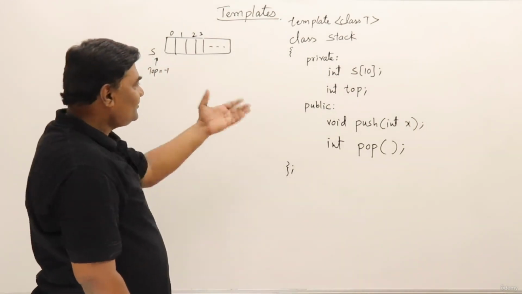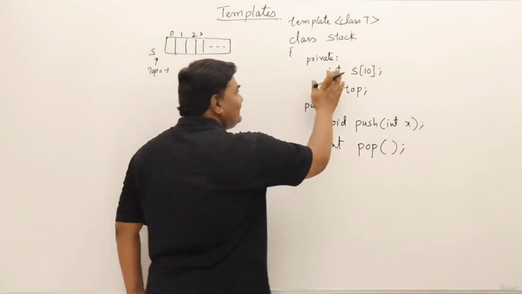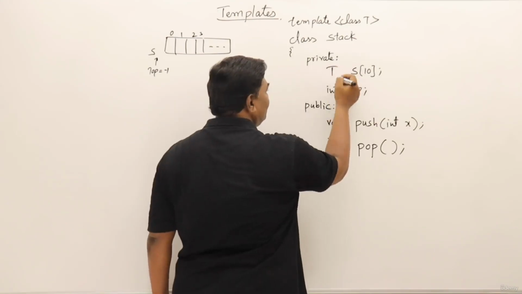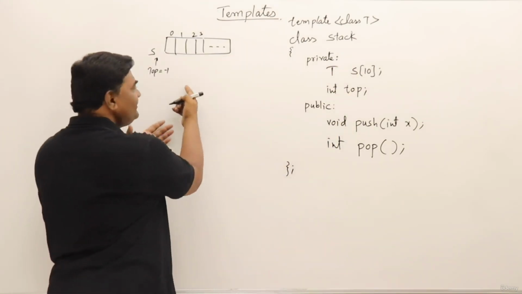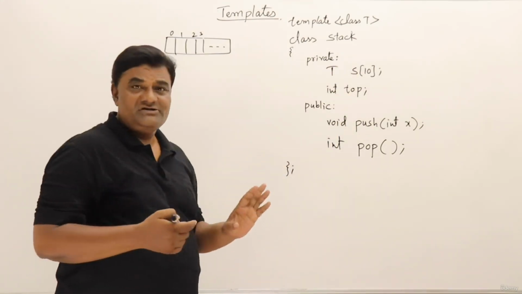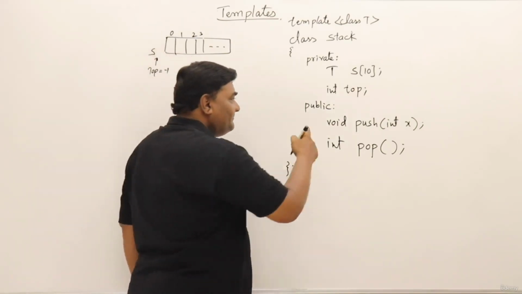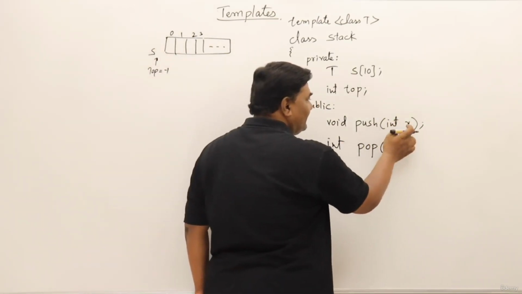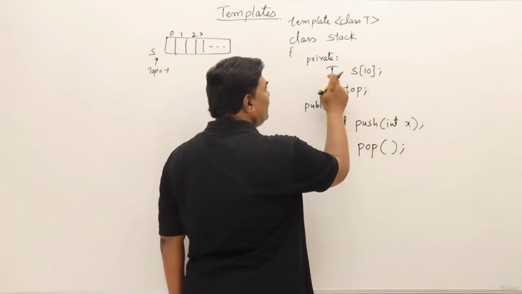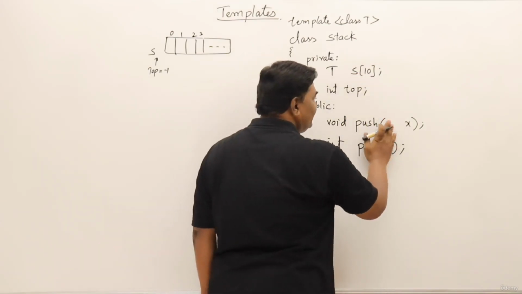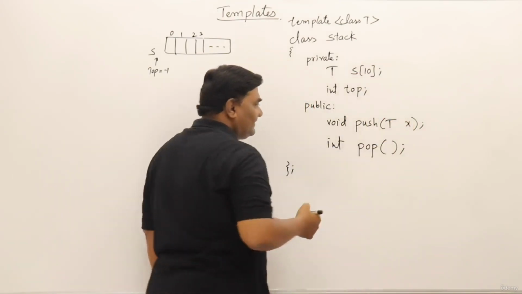Now, what should be template here? This array should be template. What about the top pointer? It's an integer value only, so that need not be changed. Then the push function. It should take a value and push. Which type of value? Whatever the type of array is. So it depends on the type of stack or array.